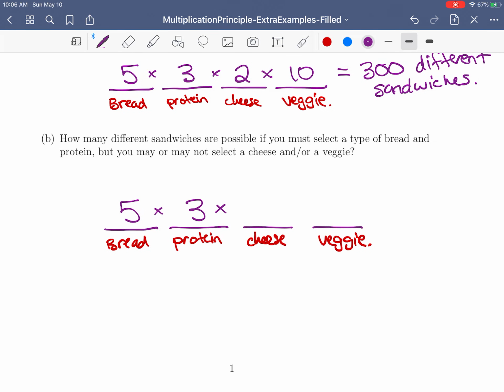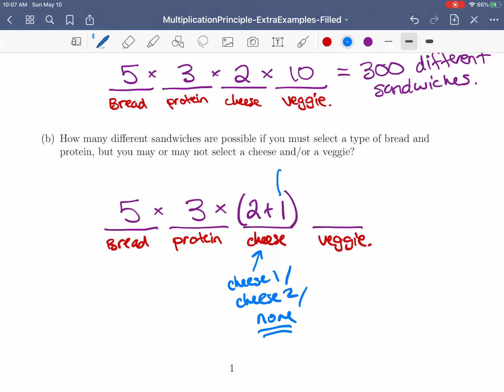Now for cheese, what are our options? We could have cheese 1 or cheese 2, because we're allowed to pick one of the 2 cheeses, or we could pick none. So instead of 2 options here, we have 3. I wrote it as 2 plus 1, just so I can emphasize this extra one. So there's 2 options to pick a cheese, and there's 1 extra option to pick none. So you might have no cheese. So I'm going to end up with 3 options there.